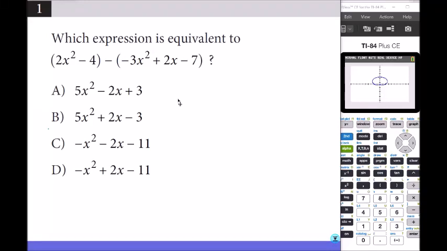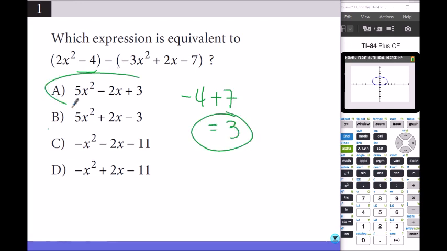Section 4, number 1: which expression is equivalent to that? Let's look at just the very last term to save time. -4 minus, when we combine the like terms, there's no square, so it's just -4 minus -7, so it is +7.